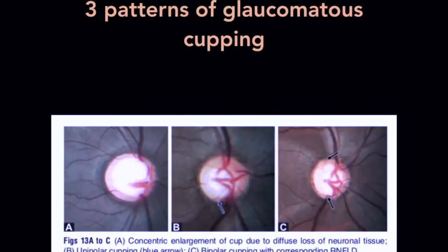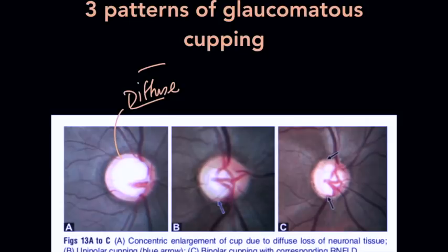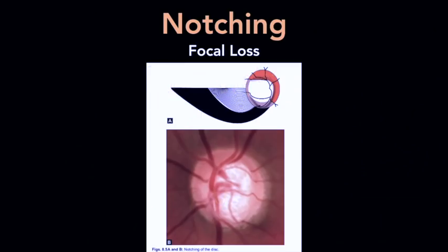So there are three patterns of glaucomatous cupping. The first, there can be a diffuse or concentric loss of neuroretinal rim, or there can be loss at only one pole, as we can see here, or at both the poles as well. So this is unipolar and this is bipolar. Whereas notching is the term we use for a focal loss.